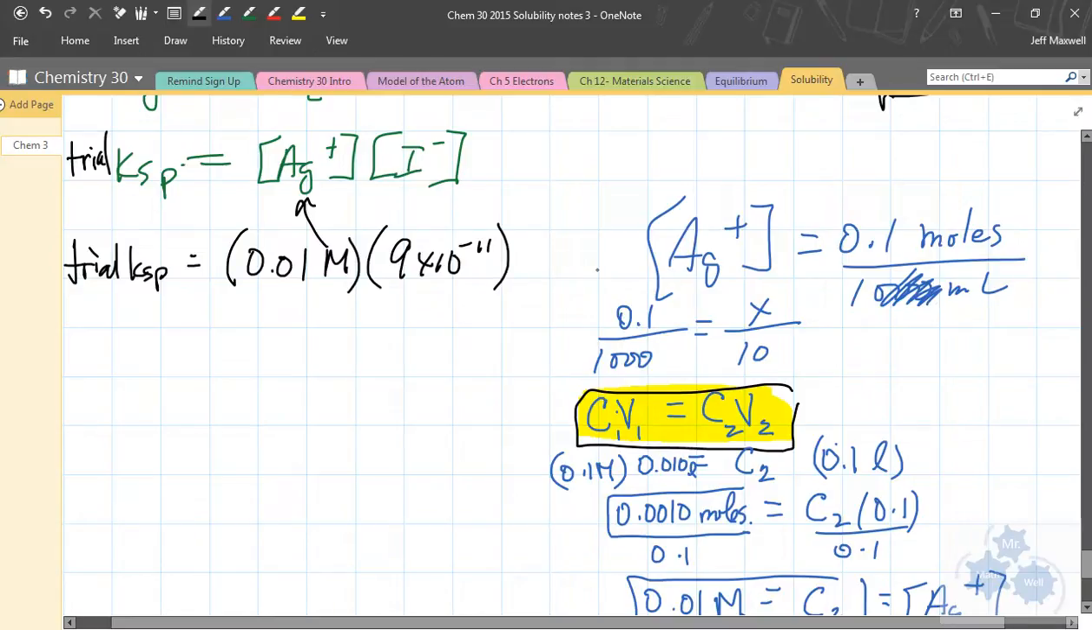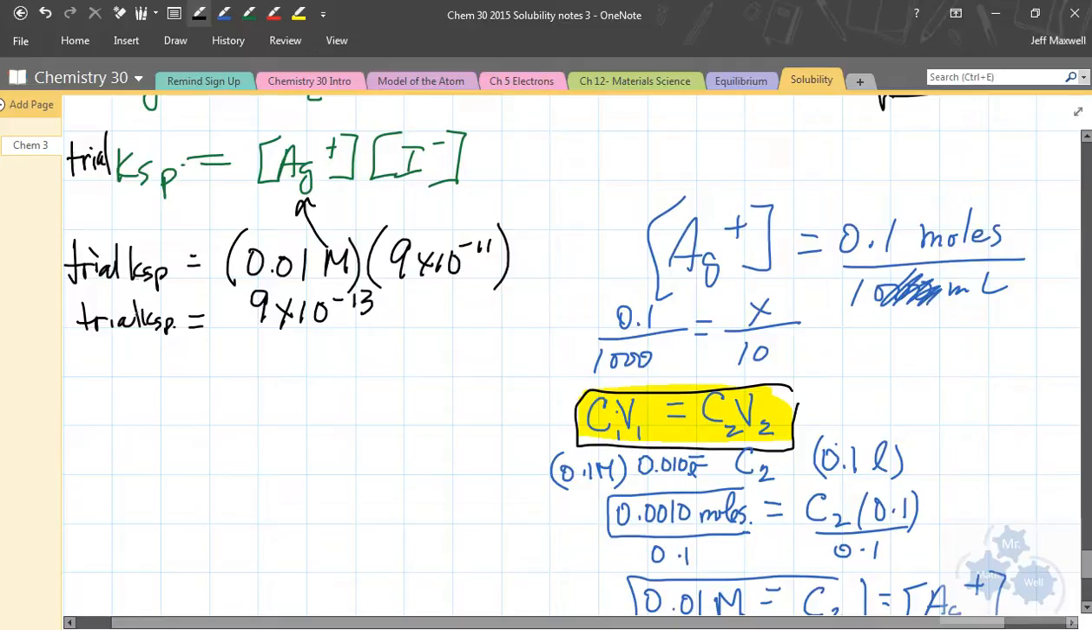Okay? So we have quite a bit of silver ion and not very much iodide ion. But the question is, is this enough to make this KSP in the trial, in this experiment, greater than the published KSP? So that means, are there enough ions to form some kind of precipitate? And so what we do is we just simply multiply this out, and you should get 9 times 10 to the negative 13 when you multiply that out as your trial KSP. Hey, everyone with me so far? That's the solubility product constant for this experiment, this trial.